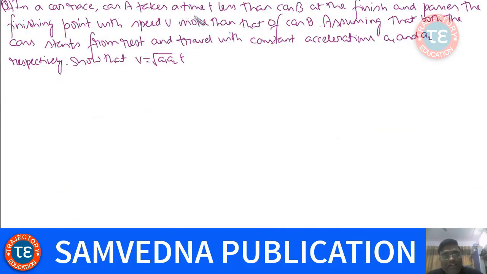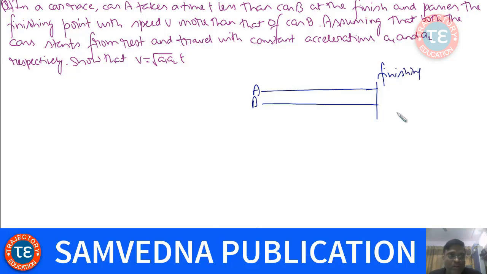See this question. In a car race, car A takes time t less than car B at the finish and passes the finishing point with velocity v more than that of B. Assuming that both the cars start from rest and travel with constant acceleration a1 and a2, show that v is this. Okay. So suppose you have A and B starting from the same point and they reach the finishing line. This is the finishing line.